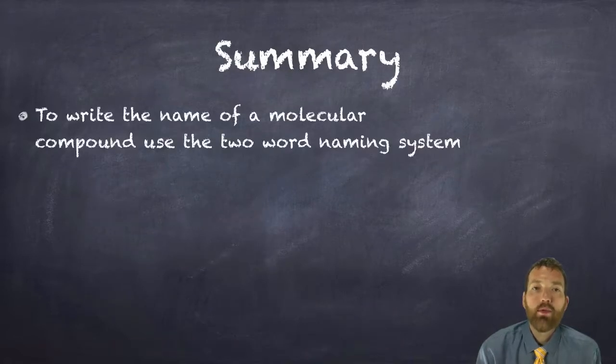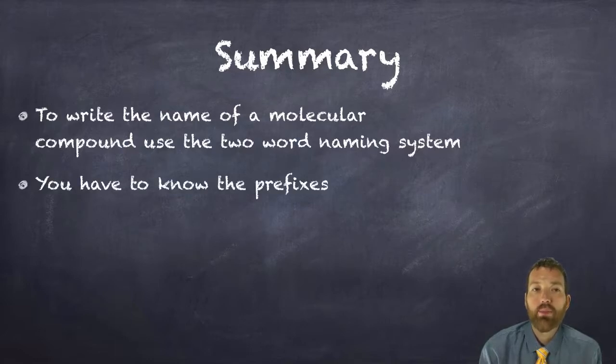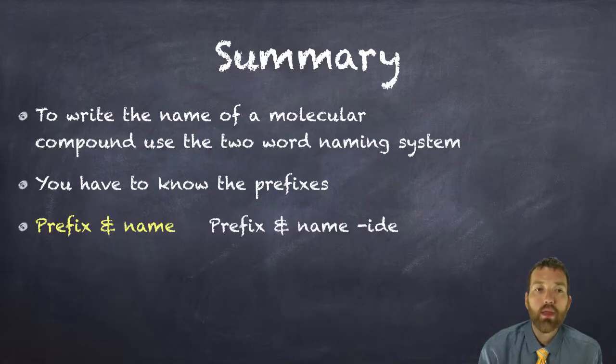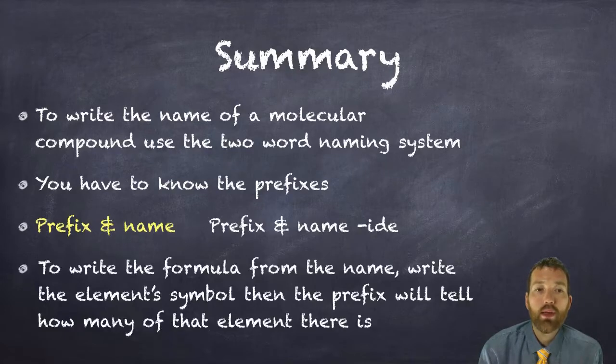So to write the name of a molecular compound, you need to use the 2-word naming system. You write the prefix and the name for the first element, prefix and the name with the "ide" ending for the second element. You have to just know these prefixes. They're not on your reference table directly. It is just going to require you studying until you know them. Most of them are pretty intuitive. Again, prefix name and prefix name with an "ide" ending is how we name molecular compounds.